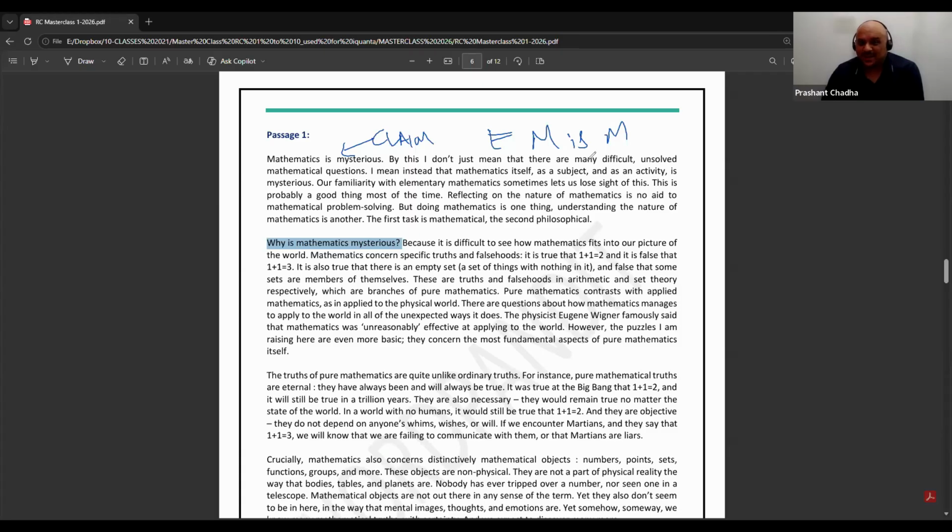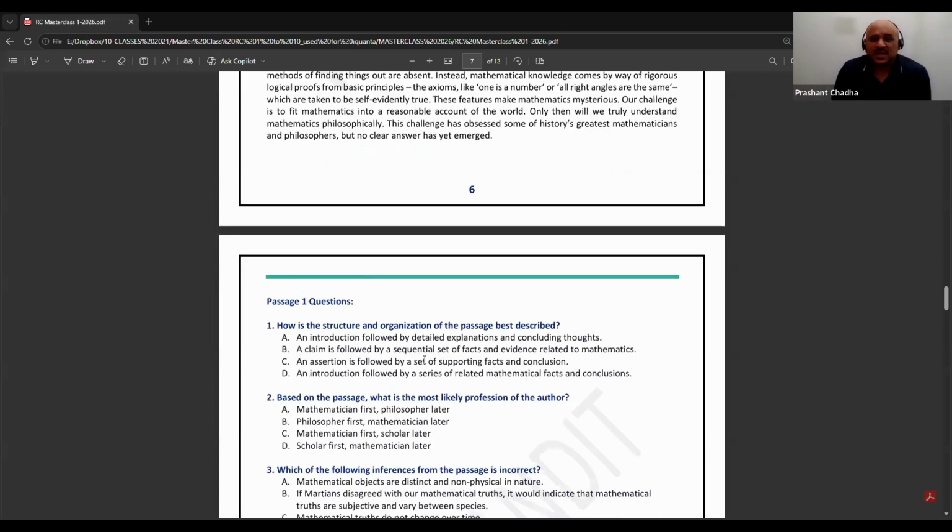Agreed? So now this is a claim which is being made by the author of the passage. He is saying mathematics is mysterious. Agreed? Let me ask you this in another way. Who is saying mathematics is mysterious? The author is saying, he's claiming this. So this is a claim being made by the author of the passage. Now this helps us rule out two answer choices, right? Introduction followed by a detailed explanation and concluding thoughts.